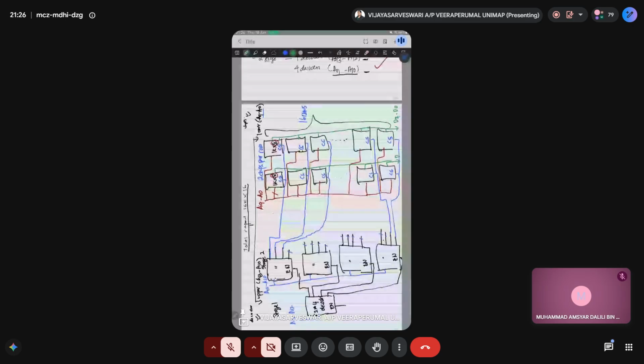Madam tulis barang tak? Kerana tak nampak. Tak nampak kan sini?